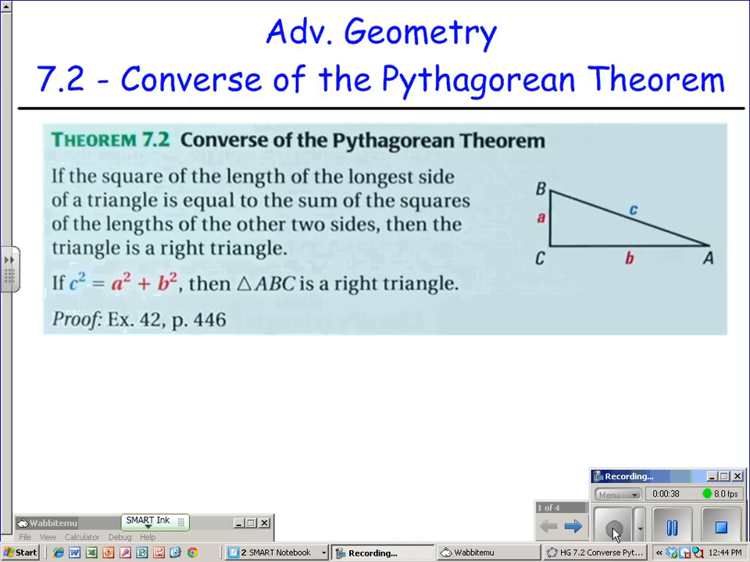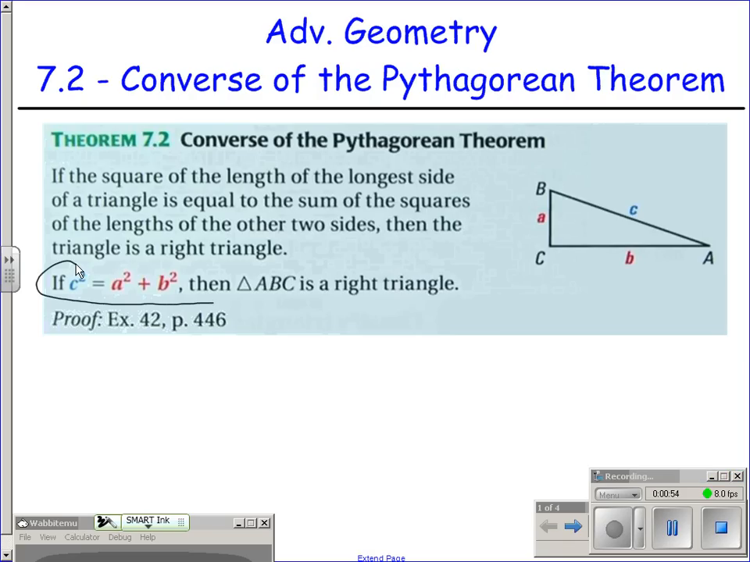All right? So we're just using the equation from the Pythagorean theorem to say if this equation works, then you have a right triangle. So it's kind of like a check. Yes, this thing is a right triangle. You don't really need to write down this whole thing here, but this is the main idea along with the picture.